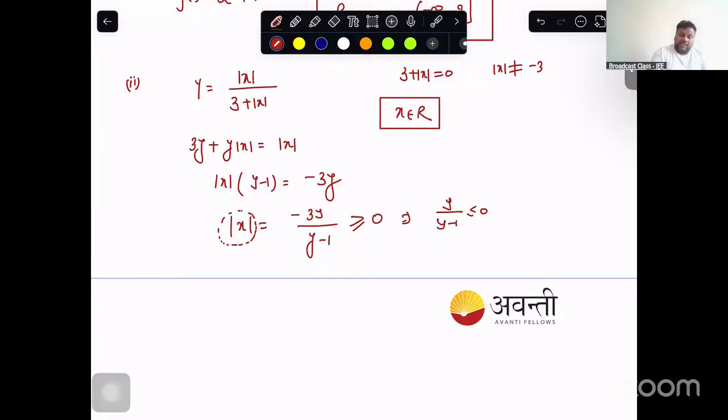Now you can see the zeros of the rational expression are 0 and 1. Any value more than 1 will make it positive. Any value between 0 and 1 will make it negative, and below 0 also positive. So your range is from 0 to 1, 1 excluding because it is the root of the denominator, 0 including because it is the root of the numerator. So the range is 0 to 1. Clear?